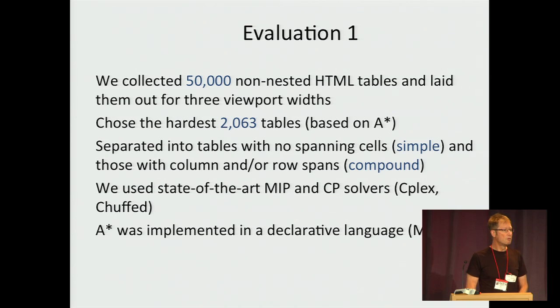So we performed 2 evaluations. The first one, we collected 50,000 non-nested HTML tables from the web and laid those out for 3 fairly reasonable viewport widths. Then we took our A* algorithm and chose the hardest, roughly 2,000 tables from that and viewport configurations. We separated those into tables with spanning cells, with either column or row spans, which we called the compound tables, and the ones that had no spanning cells, which are the simple tables.